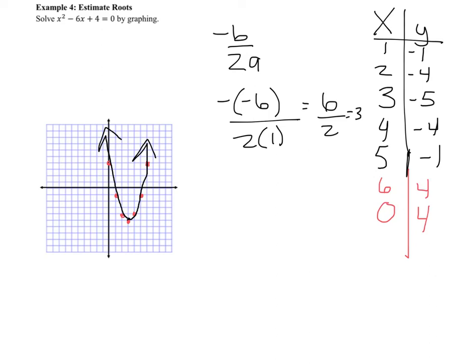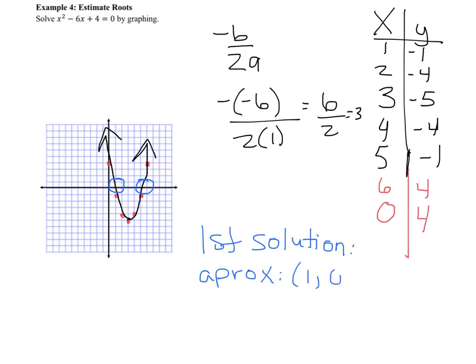And here we didn't get a point that gave us a value of 0 for the y. And so we know that it's not going to lie on an exact point. So we want to kind of estimate where our root or our solution is going to be. If we look at both of our areas, we see that it crosses here and here on our graph. So we can kind of see that our first solution is going to be right around 1. And so we could just go ahead and say first solution, and it doesn't really matter which one we look at first, but it's going to be approximately at 1 comma 0, or x equals 1.